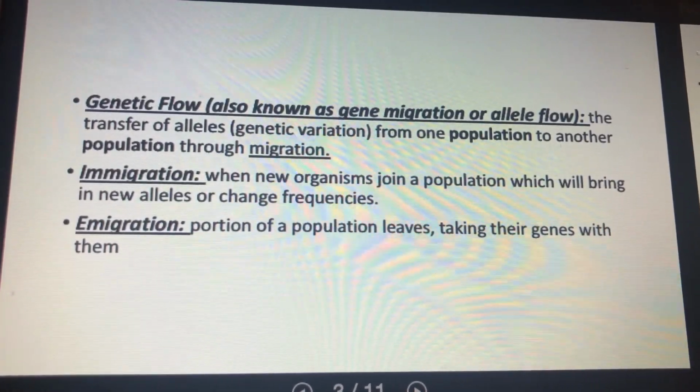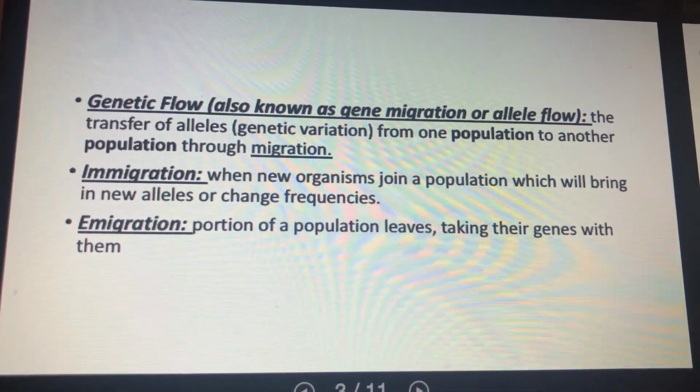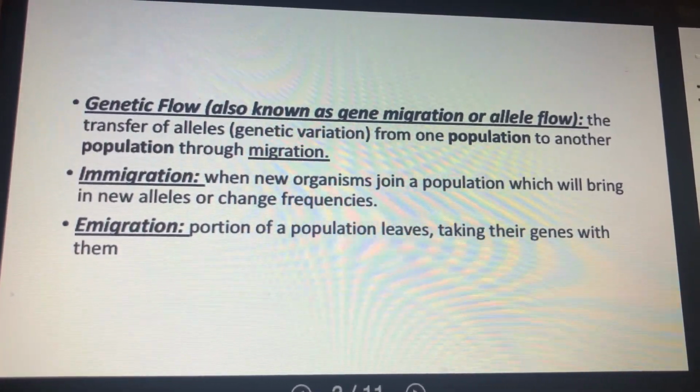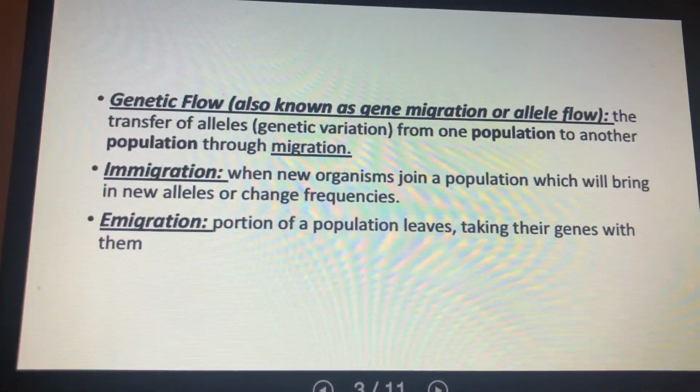So just want to go over gene flow, also known as gene migration or allele flow, which is a transfer of alleles, genetic variation, from one population to another population through migration. So with migration, you have immigration, where new organisms join a population, which will bring in new alleles and change frequencies. With emigration, a proportion of the population leaves, taking their genes with them.